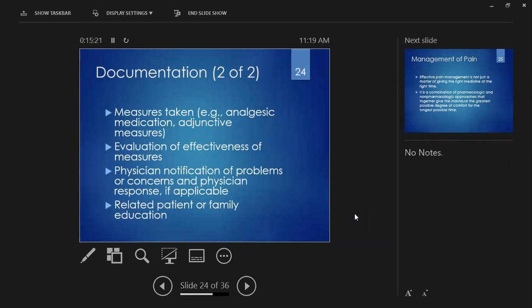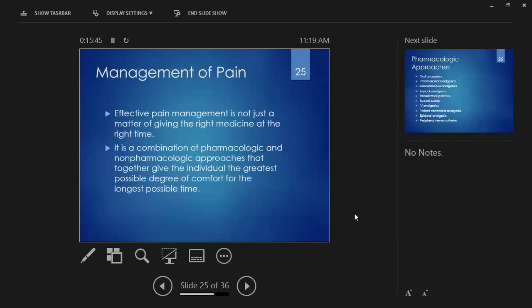Is it shooting? R stands for radiation. Does it go anywhere? Does it move to your back? Does it move to your arm? S stands for severity. How would you rate it, 0 to 10? Would you say that it's severe or moderate or mild? And then T stands for time. How long have you been in pain? How long have you experienced this?